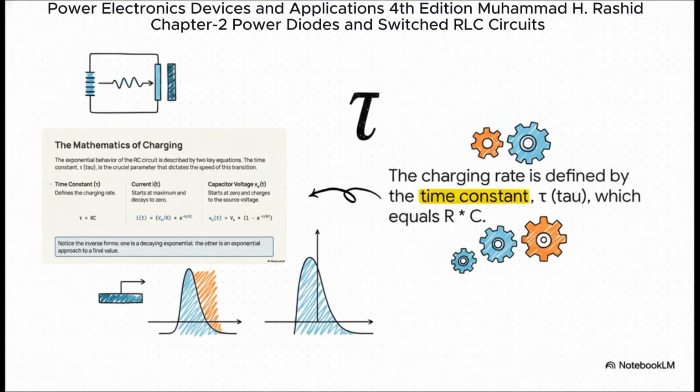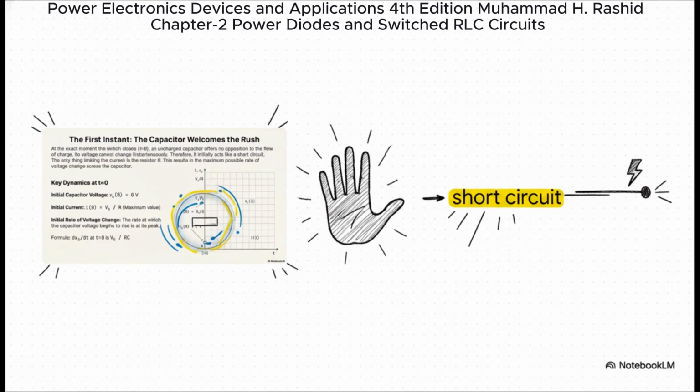So how fast does this all happen? Well, that's defined by something called the time constant, represented by the Greek letter tau. It's super simple, just R times C. The bigger the resistor or the capacitor, the bigger tau is, and the longer the whole process takes. The math is pretty elegant, really. You get one decaying exponential curve for the current and an exponential rise to the final voltage for the capacitor. But here's the really crucial part to remember. At that exact moment the switch closes, at t=0, an uncharged capacitor acts just like a short circuit. It offers basically zero opposition. It's like an open floodgate, allowing the maximum possible current to just rush right through.